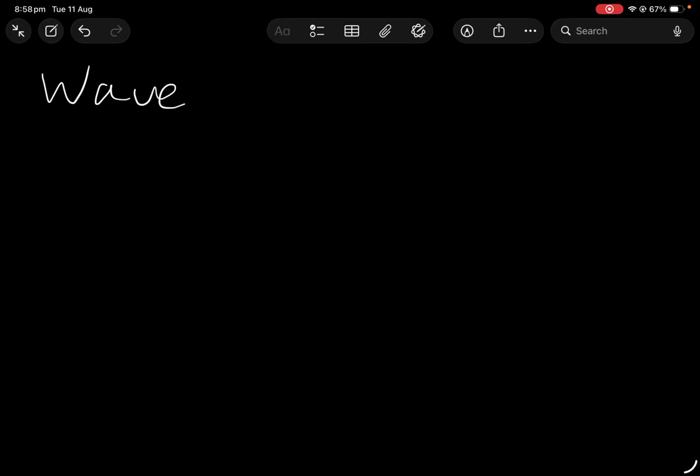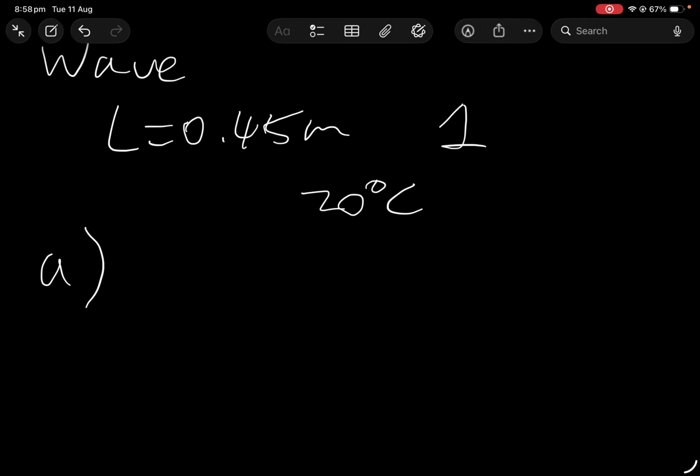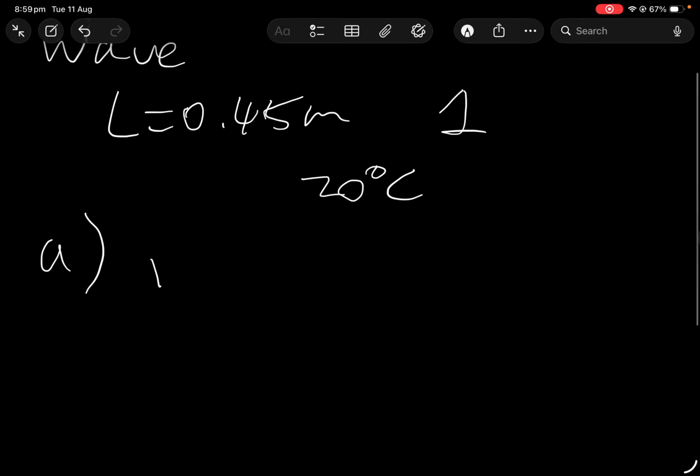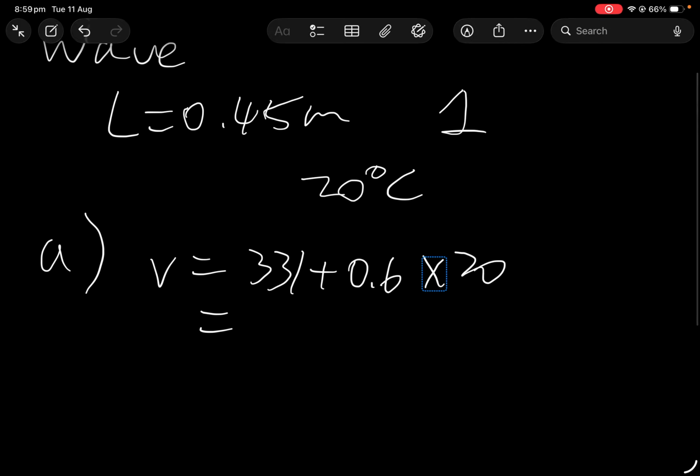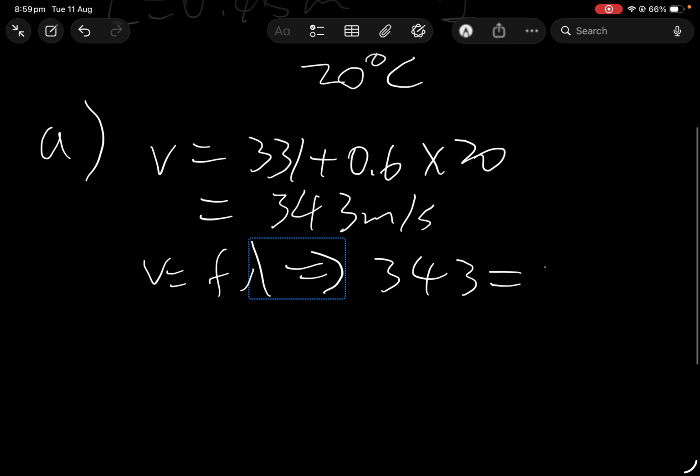First question says an organ pipe closed at one end has a length of 0.45 meters and is at its first overtone in a room with temperature 20 degrees Celsius. Calculate the exact frequency of the sound produced. So velocity equals 331 plus 0.6 times 20, which is 343 meters per second. And we know that V equals f lambda.